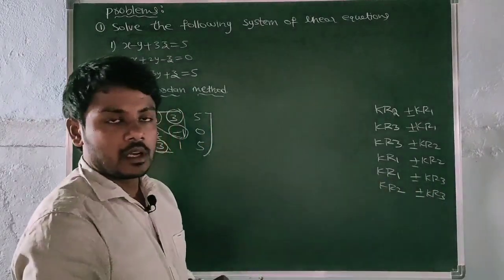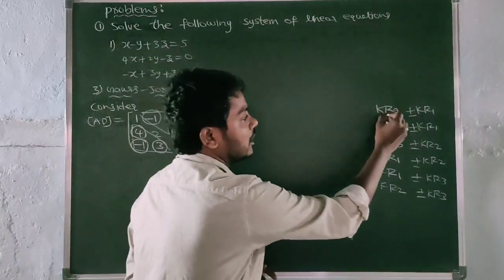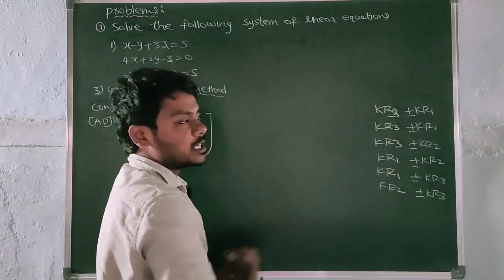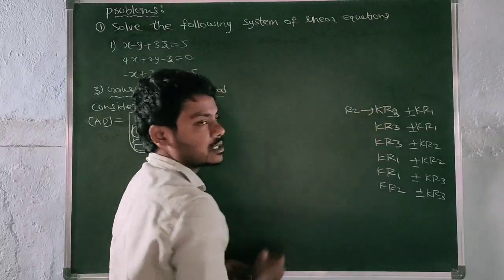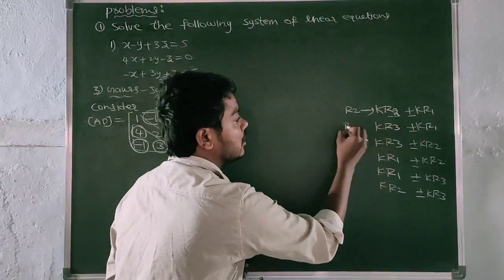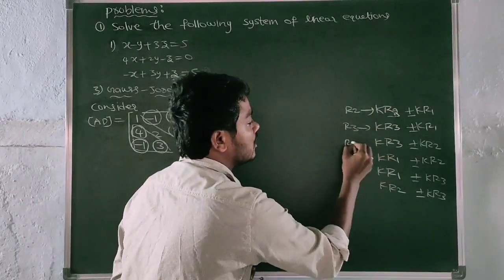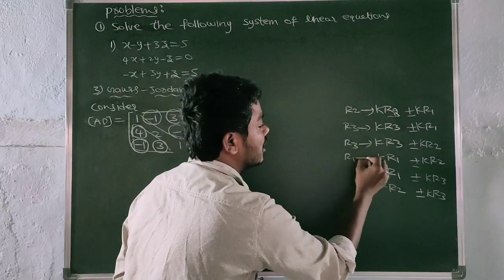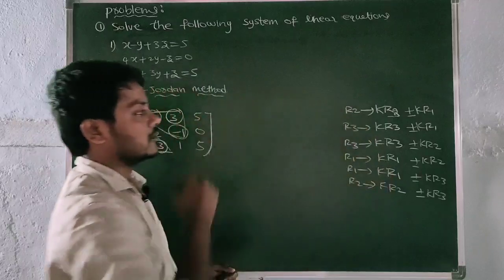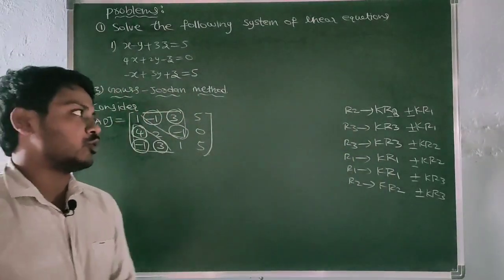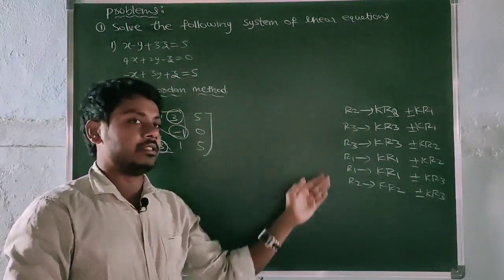Okay. Now see here, first row operation is what? R2 only. So that's why I write R2 changes to. Here R3. So R3 changes to. Similarly R3 changes to, R1 changes to, R1 changes to, R2 changes to. Okay. So you have to use row operations like this.